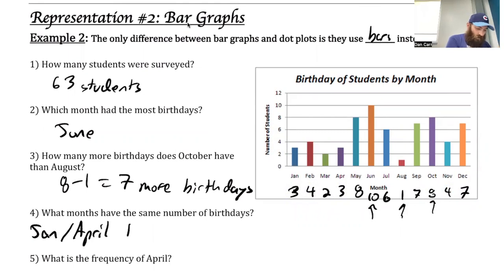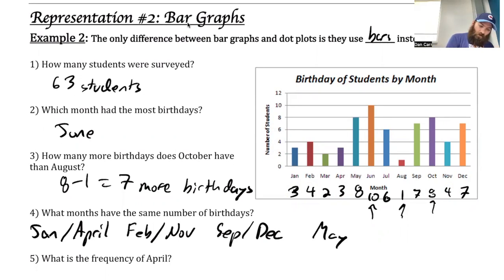We have February. Oops. February matching with November. And September matching with December. I don't think there's any others because there's just 1, 2. Oh no, there's 2 8s. Didn't see that one. May matches with October. Okay. And that should be it.